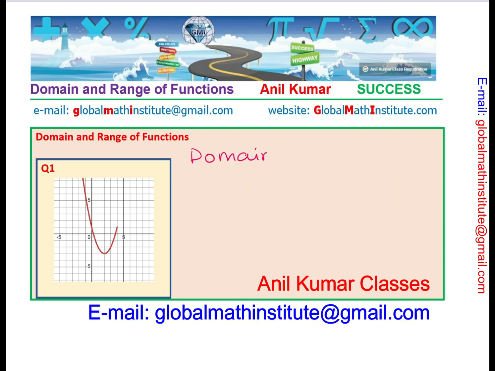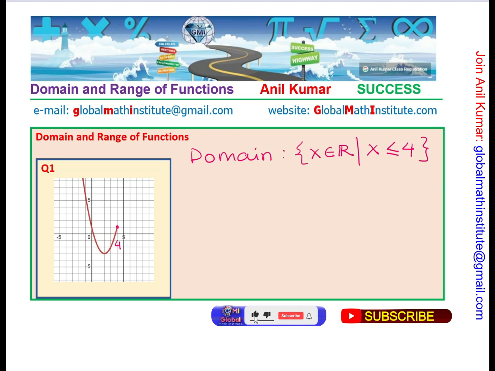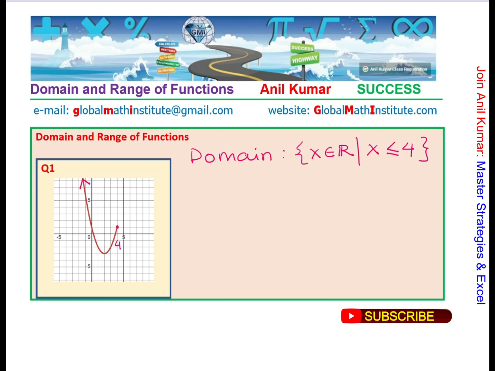So domain, as you can see here, the function starts at this particular point, and this is at 4, right? So the domain is x belongs to the set of real numbers where x is less than or equal to 4. We'll assume that the starting point is included until and unless a hole is given to us. And the end point showing out of the graph, we'll assume there's kind of an arrow right there and it extends forever up to infinity. So that becomes the domain for the given function.